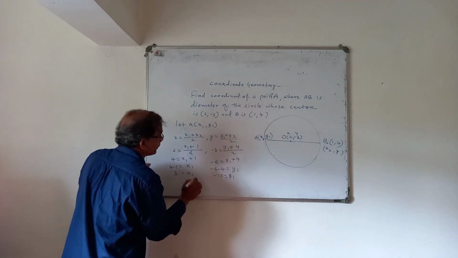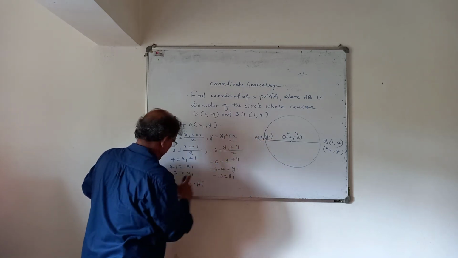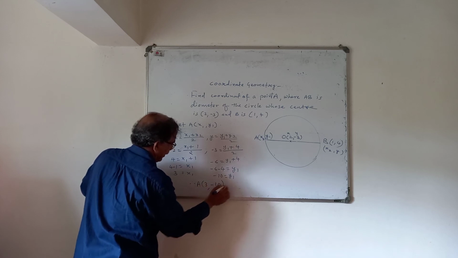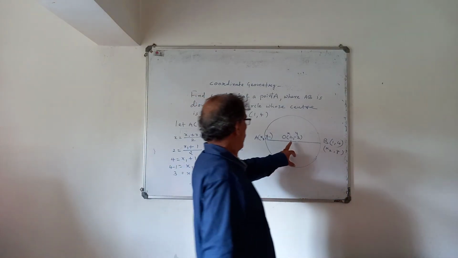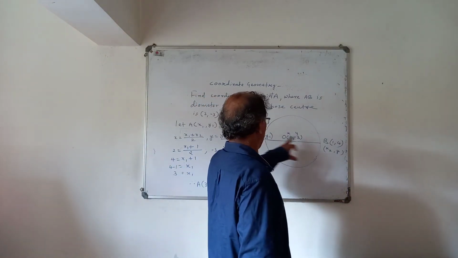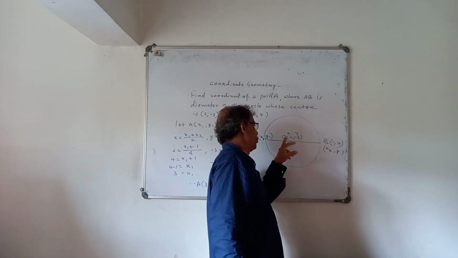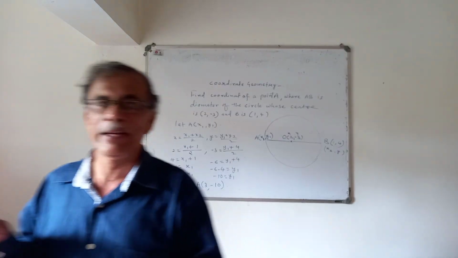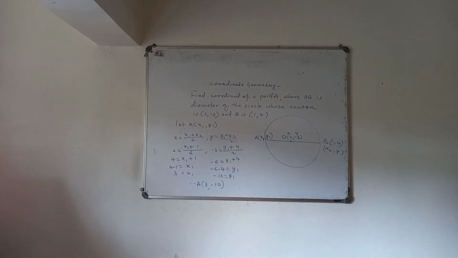And therefore, coordinate of A, x1, y1. x1 means what? 3, minus 10. So that means what you should know, this O, this AB diameter means these are the endpoints, and when AB is diameter, that O center means midpoint of that particular segment. Diameter is also segment, isn't it? So that's how you have to solve that problem. Okay.